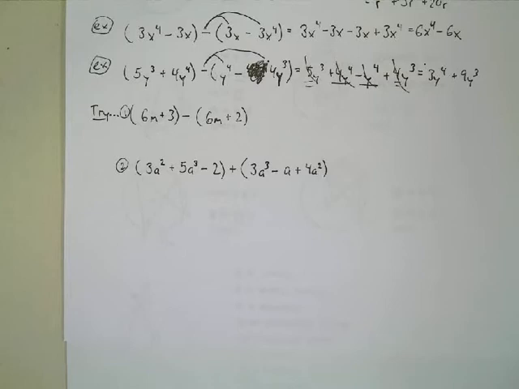Okay, so it's 3a. Yeah, it's an a. And then it's 3a squared plus 4a squared. So 3 plus 4 should be 7a squared. Okay. And then we're going to go over this real quick. So 6m minus 6m is 0. Pretty crazy.